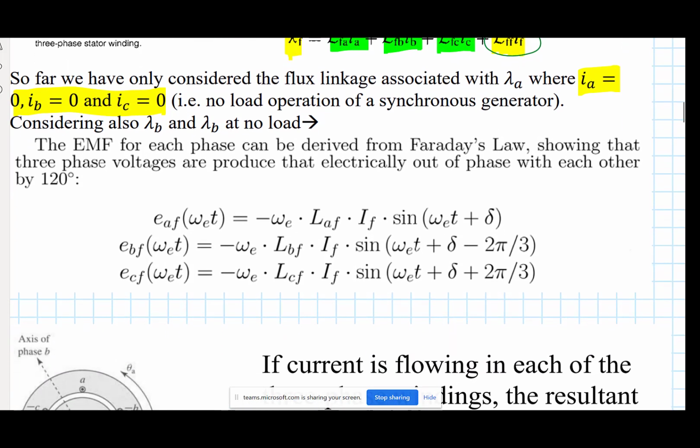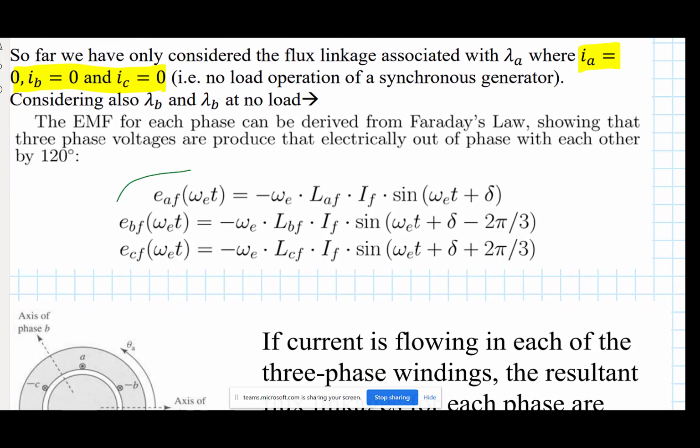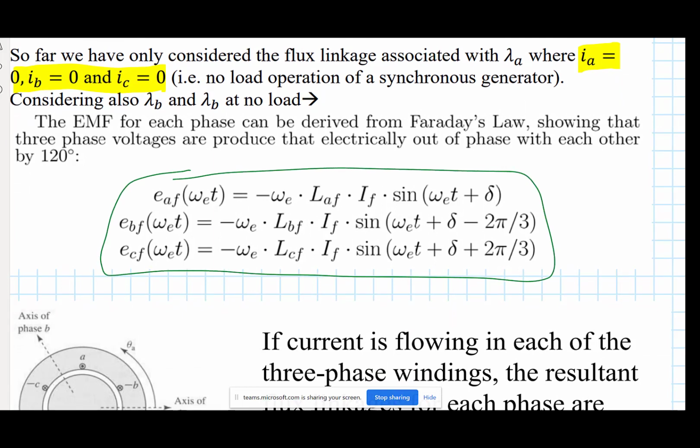And so at no load, we get this, which I'm really just repeating what I've been talking about since the beginning of class. We get a time-dependent voltage on each phase of the machine, which could then also be expressed in terms of a phasor voltage. And this voltage is a function of the inductance, LAF, the frequency, and the field current.